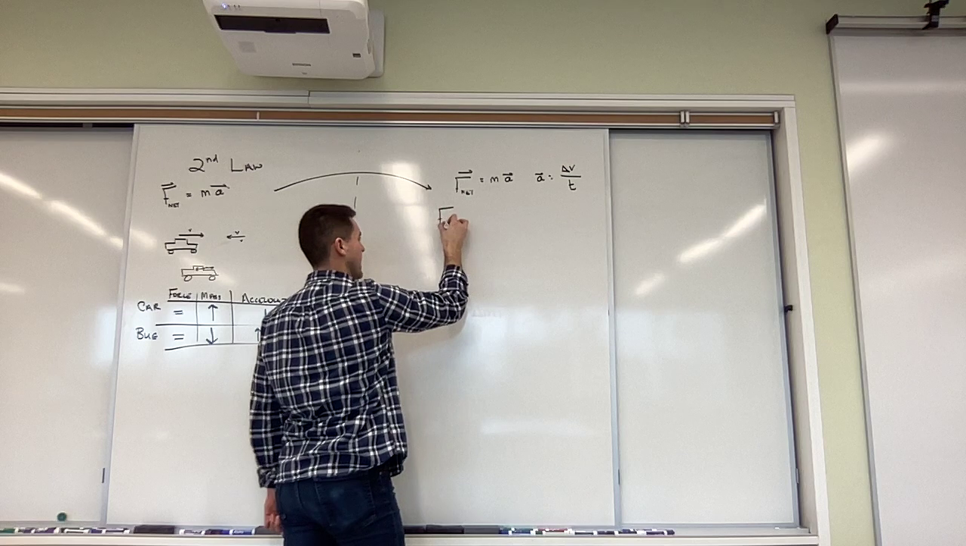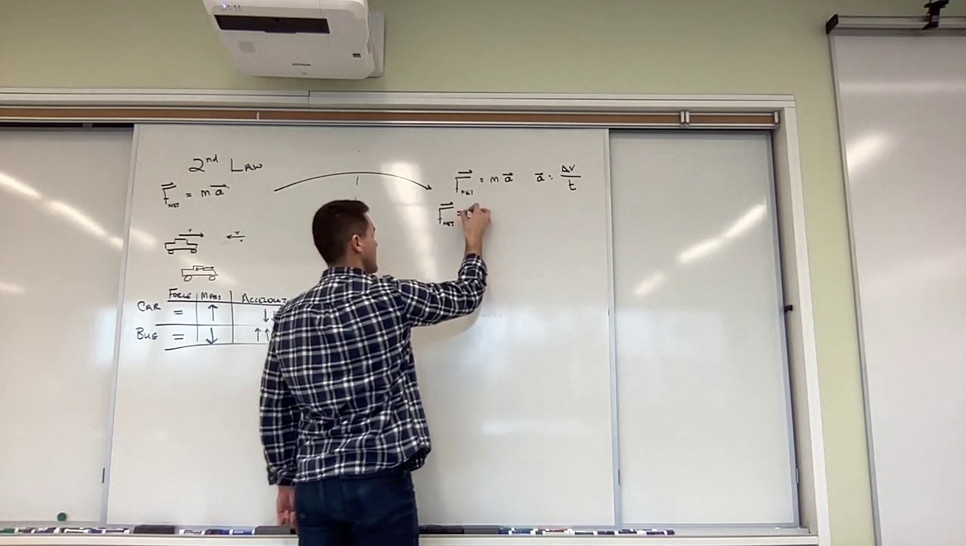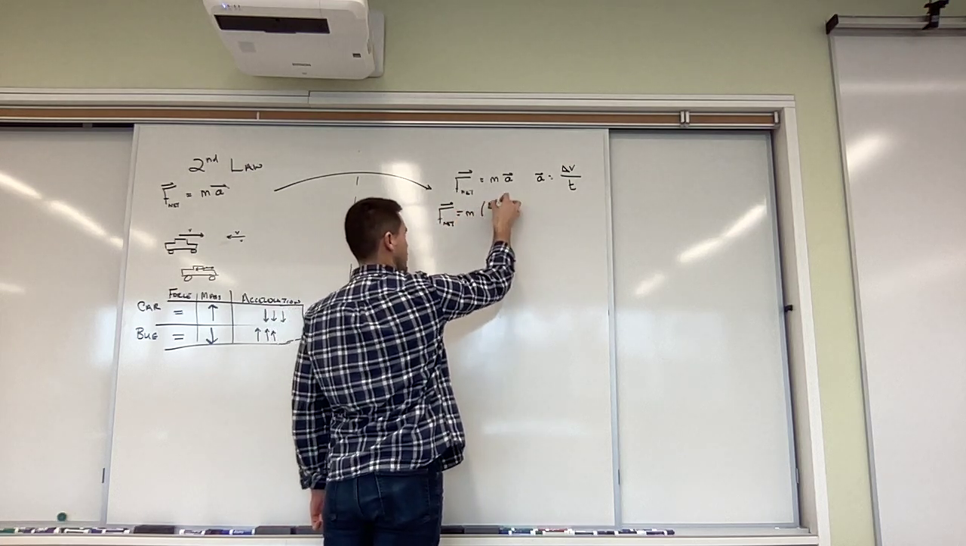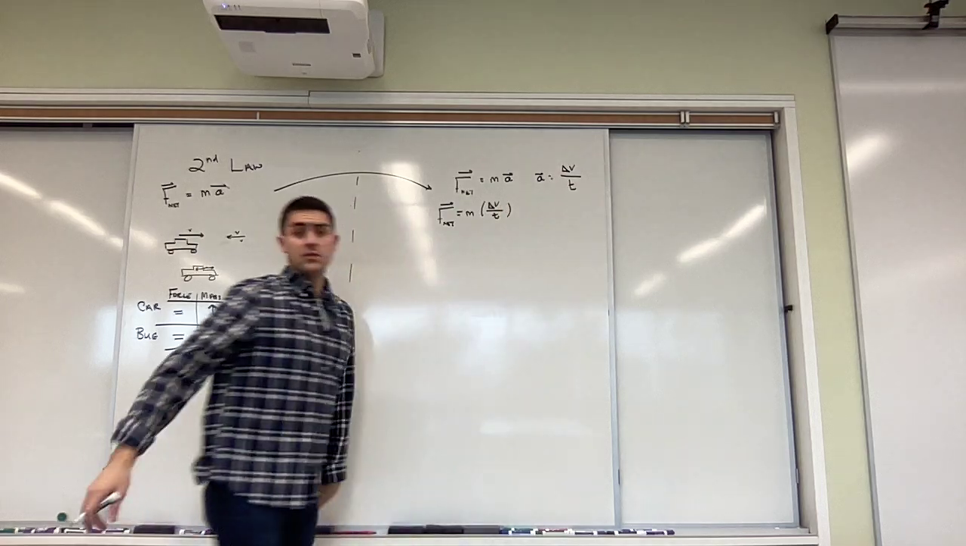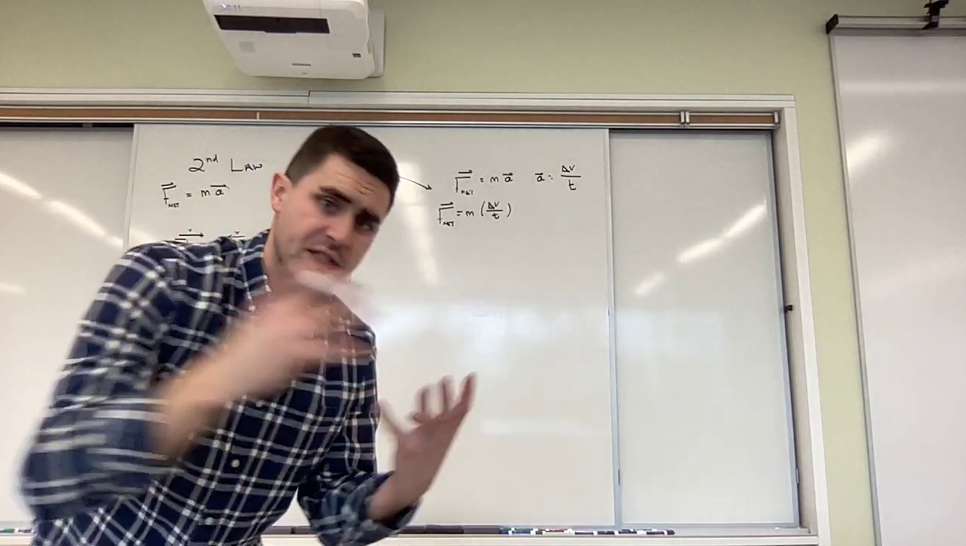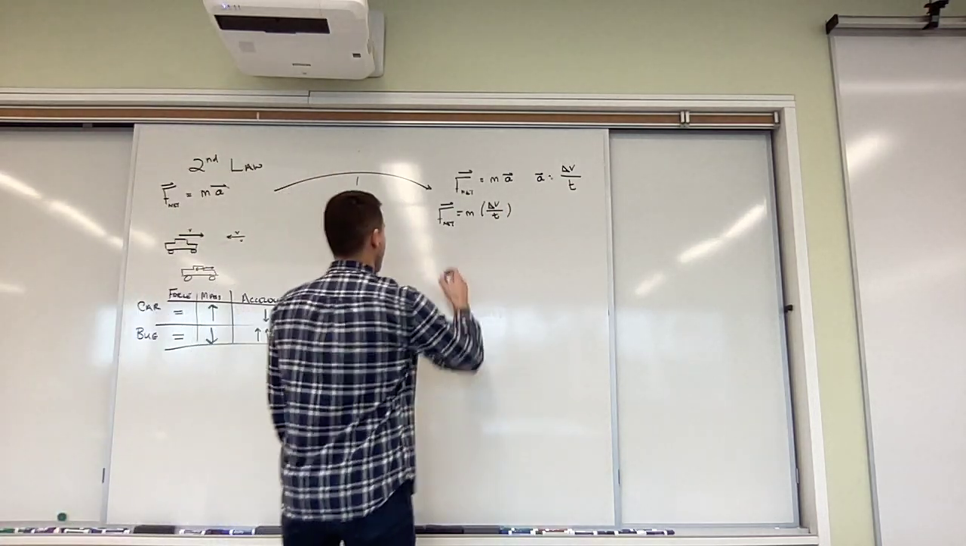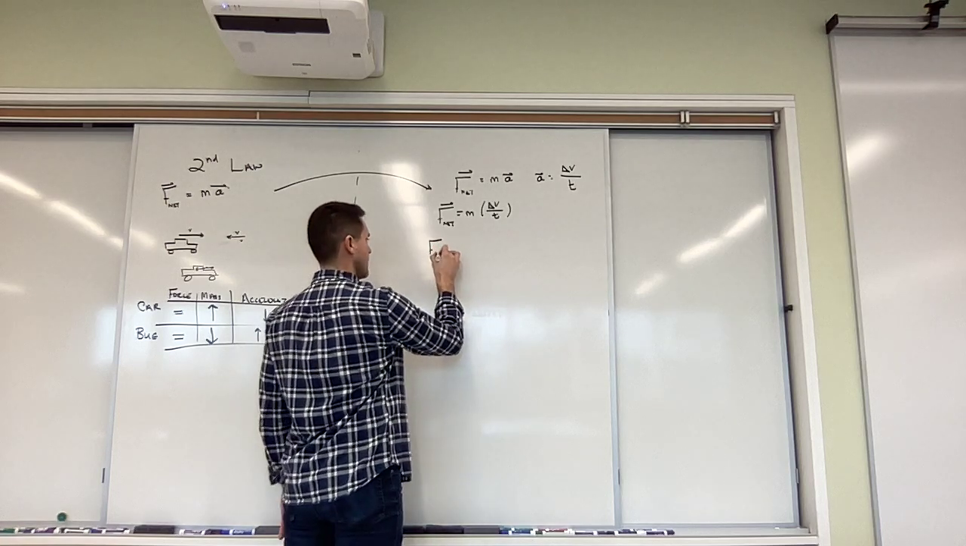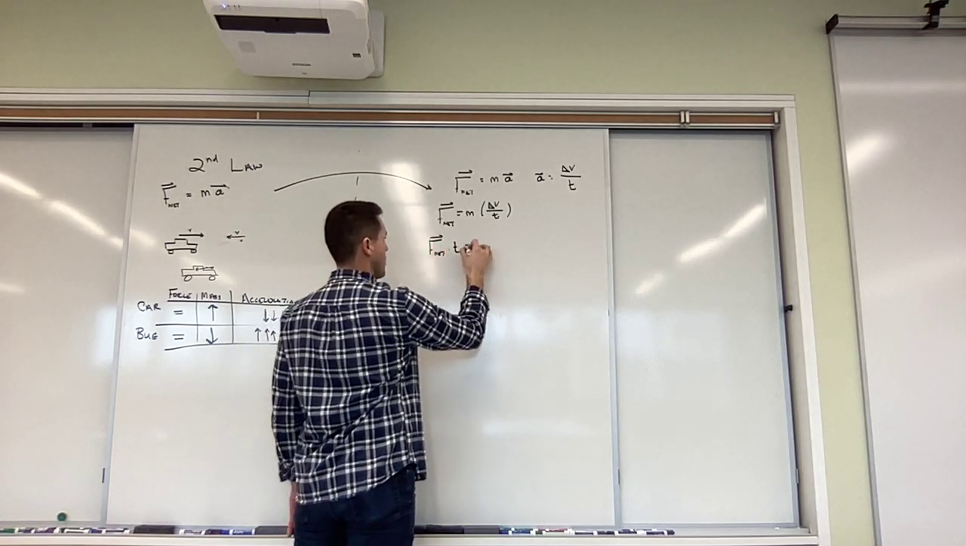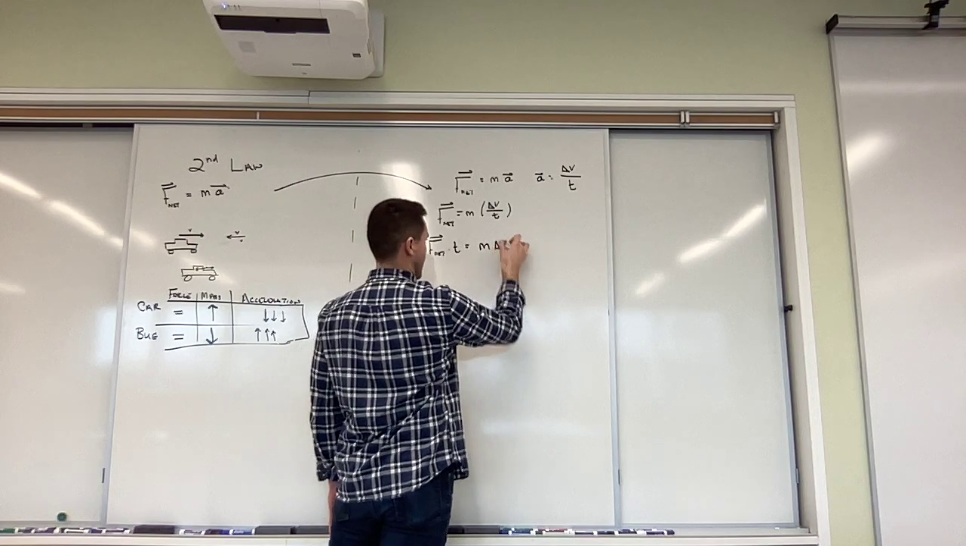And when I go ahead and do that, what I'm left with is F net equals m times a change in velocity over time. This is a new equation. It still works. It's still fine. Let's do some rearranging. I'm going to get F net times time over here and mass times a change in velocity over here.